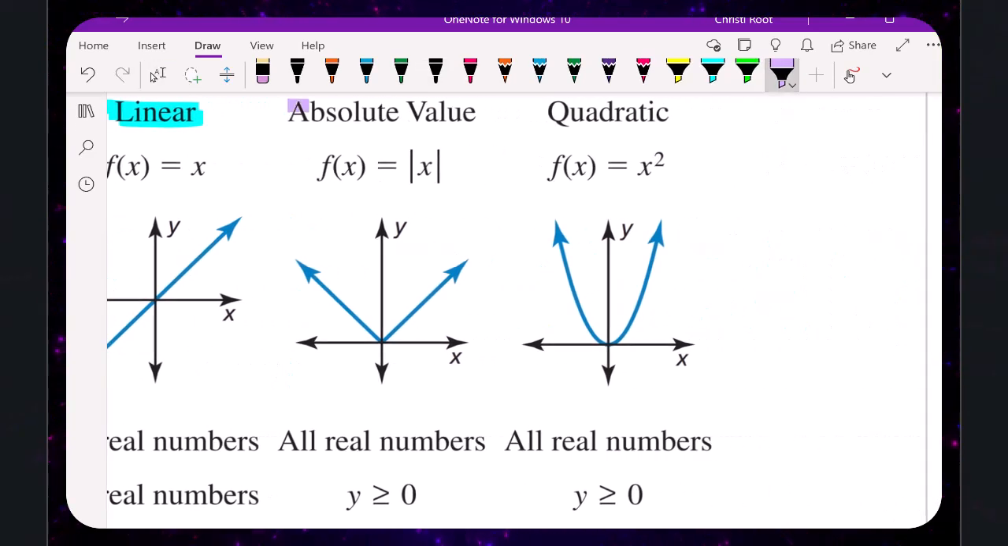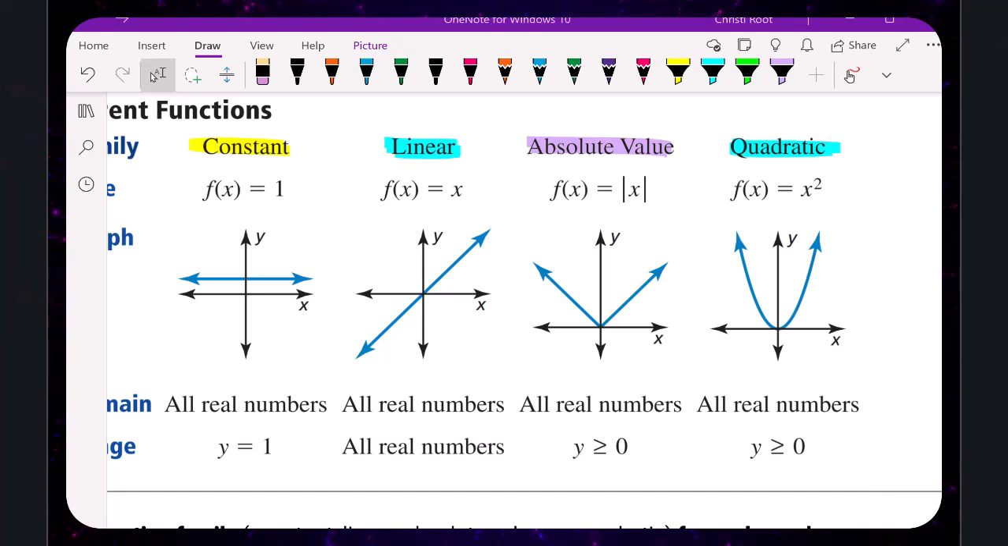So next up is absolute value. You can tell that that absolute value is a V. It could be a happy V or it could be an upside down V. It depends on if it's reflected or not, but it's a V. And then quadratic is the U shape. We call those a parabolic shape or a parabola. It could be a happy U, like a smiley face, or it can be a sad U, like a frowny face. So that's how you identify it using the shape.